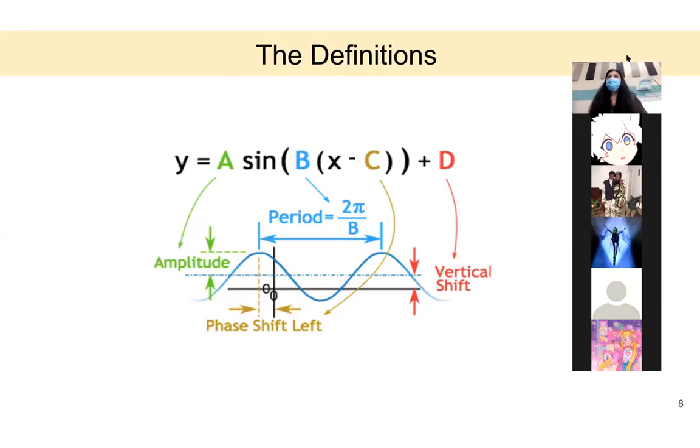Now to go back to that Padlet question, can we simplify it? Actually, no. Sometimes you're going to have messy looking numbers for A, B, C, and D, and you can't simplify them. They're just there because they represent something like amplitude, your period, phase shift, or any vertical shifts. So there are our definitions. Let me know if anyone has any questions.